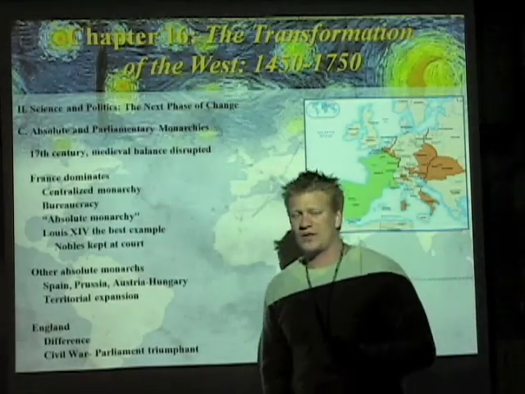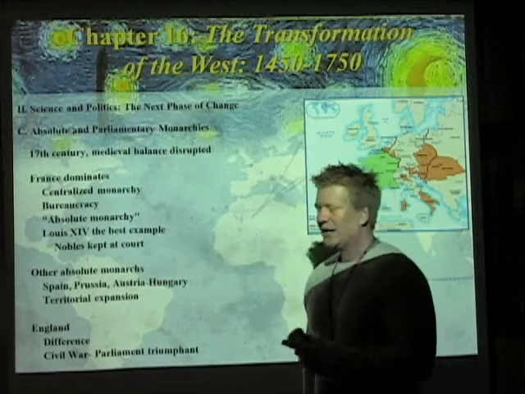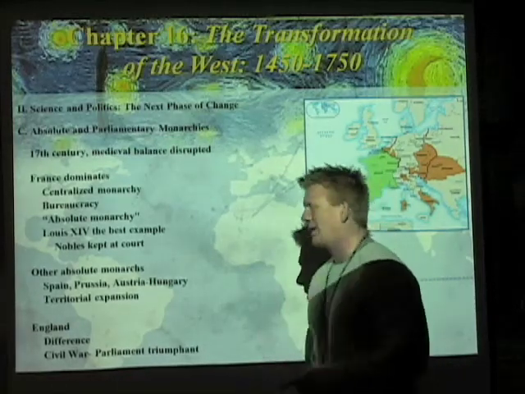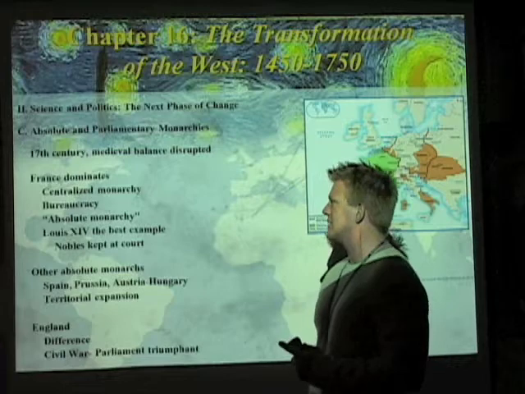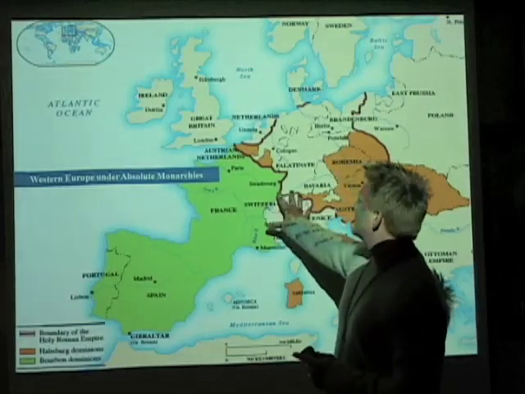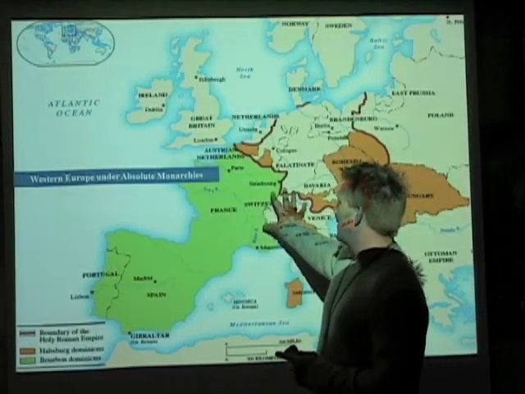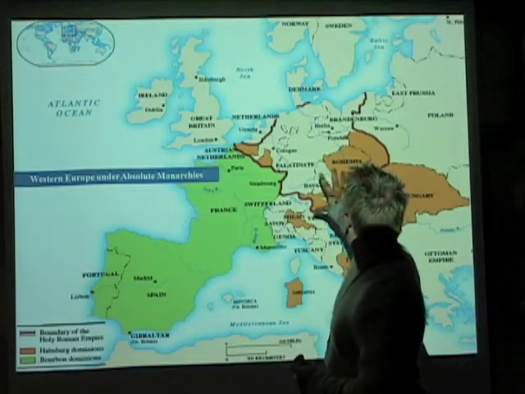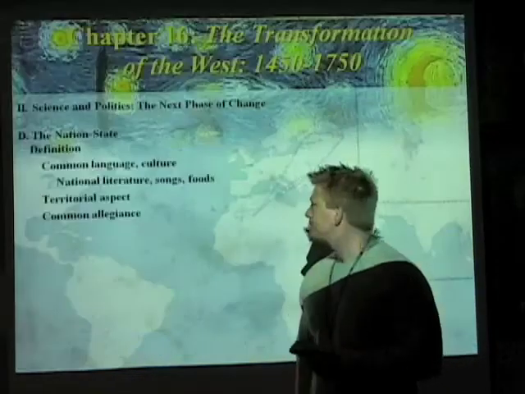They're going to have a civil war. They'll still have the king. They'll still have some power, but they're going to have a parliament, and so there's kind of a checks and balances in England. Again, absolute monarchs. I would look at the map to have an understanding of what's occurring in this area.